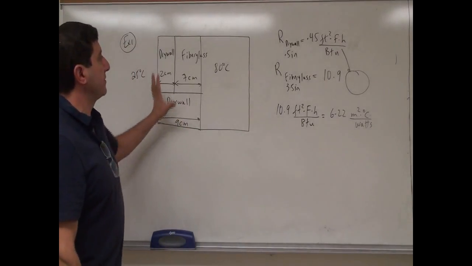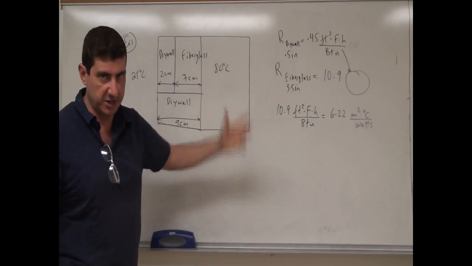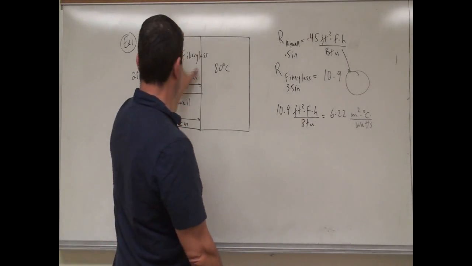Let's have an example. We have a house here. The inside of the house is supposedly 80 Celsius. Well, that's really, really hot. The outside of the house is 25 Celsius. And this is one wall of the house.